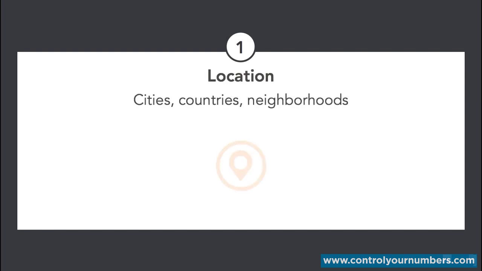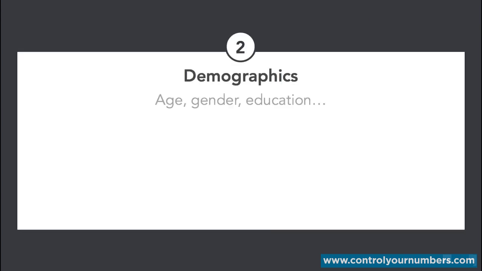With this, you'll identify cities, countries, and even neighborhoods where you want to do business. For example, if you're a local business, you can show your ad to people who are just within 5 miles of your store. Next up, we have demographics, and here you'll choose the audience for your ad based on criteria such as age, gender, or education. For example, you could create a different ad to appeal to a different age group or gender.